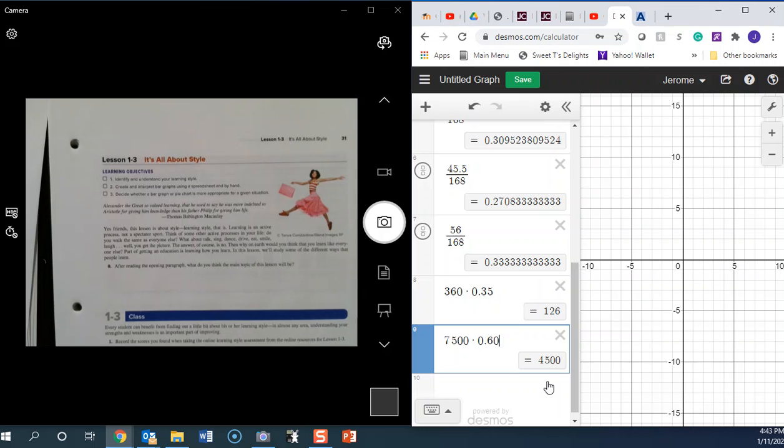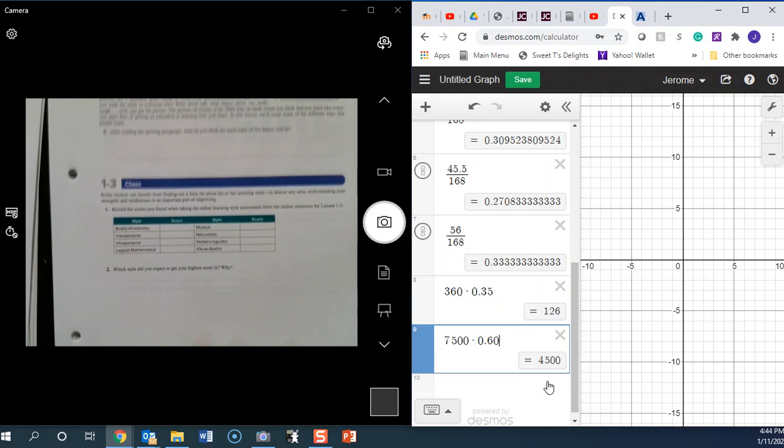It says it's all about style. Our learning objective is to identify and understand your learning style, and then to create and interpret bar graphs using a spreadsheet and by hand, and then to decide whether a bar graph or pie chart is more appropriate for a given situation. Now, when we go down here to the bottom, it says every student can benefit from finding out a little bit about his or her learning style in almost any area. Understanding your strengths and weaknesses is an important part of improving.